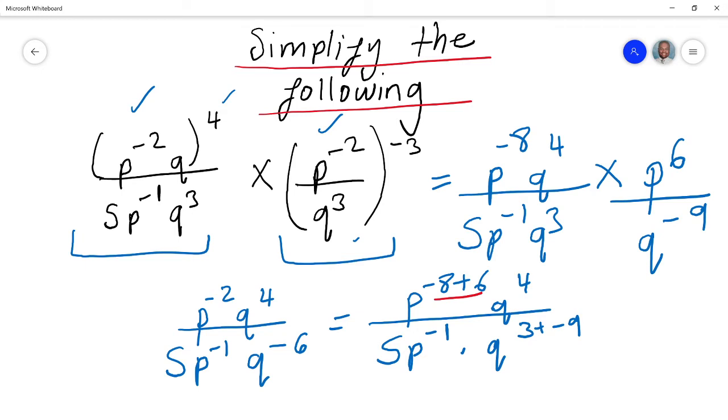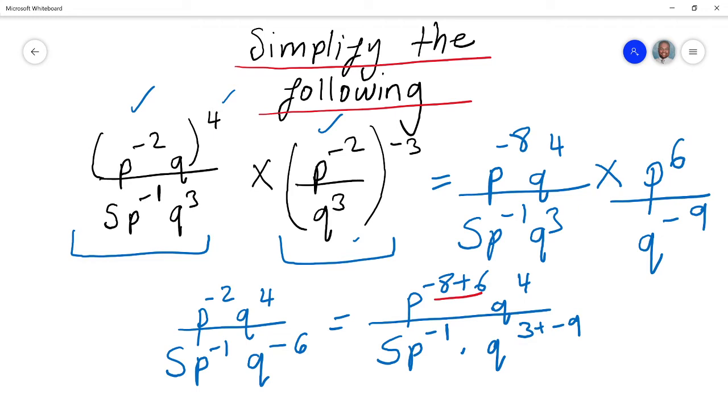I've got 5p to the power negative 1, q 3 and q negative 9, so I'm adding my powers, that's q 3 plus negative 9, and that becomes p to the power negative 2 q to the power 4 over 5p to the power negative 1 q to the power negative 6. All right, what do we do from there?